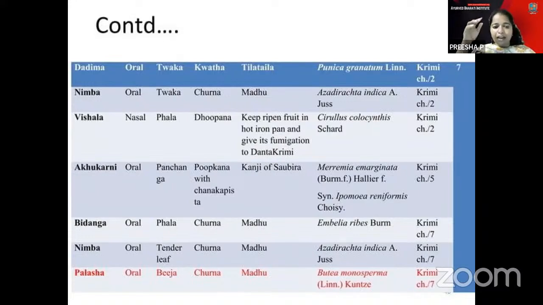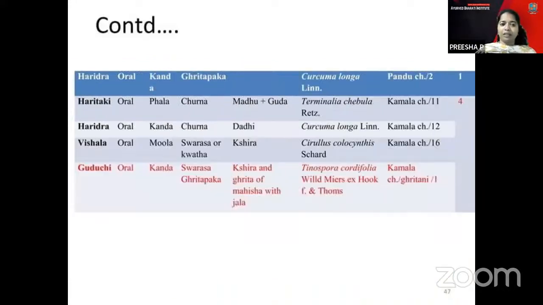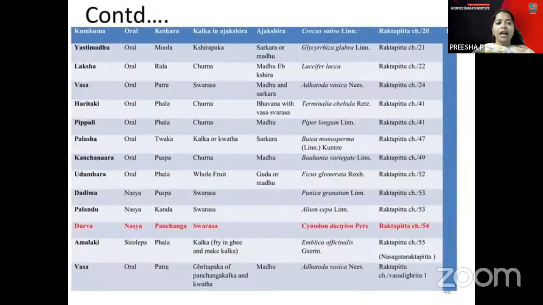These are all the Ekakal Dravya Prayoga. And for the Palasha for the Krimi, mainly the Palasha Churna is used with Madhu. You have the Guduchi. The Guduchi Swarasa Gritapaka is there for the Kamala conditions. And the Durva for the Nasya, for the Raktapitta conditions, mainly the nasal epistaxis conditions.